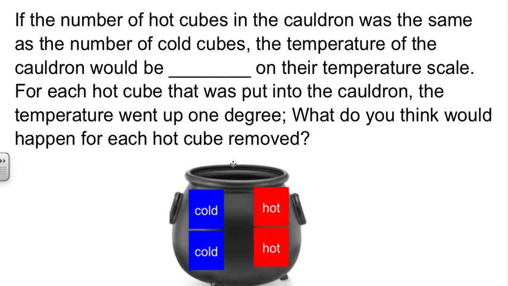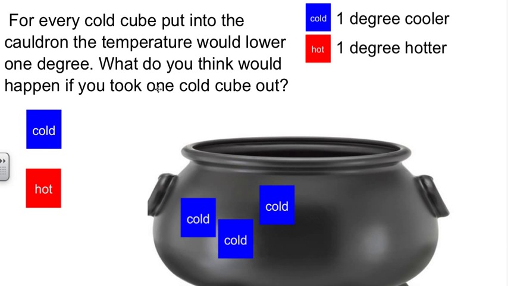The temperature would end up being the same as it was to start, because this hot cube and this cold cube would cancel each other out. This would bring it down 1 degree, but this would bring it up 1 degree. Together, these would bring it down 2 degrees, but together, this would bring it back up 2 degrees. For every cold cube put into the cauldron, the temperature would lower by 1 degree.